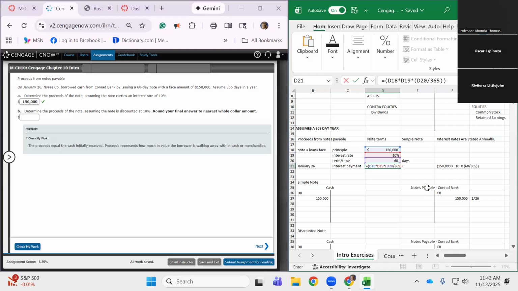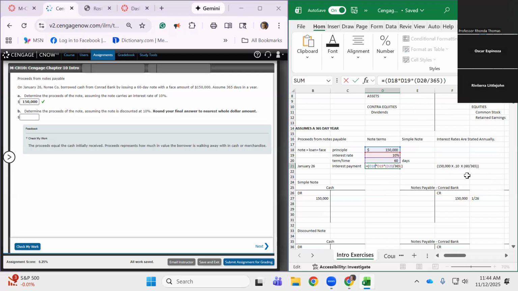All right, I'm going to hit enter. So I got, okay, and I'm going to double check my math. Okay, double checking my math. 10%. So 10%. And what do I have as the interest payment? Okay, so I have something not correct. Let me see what's happening here.